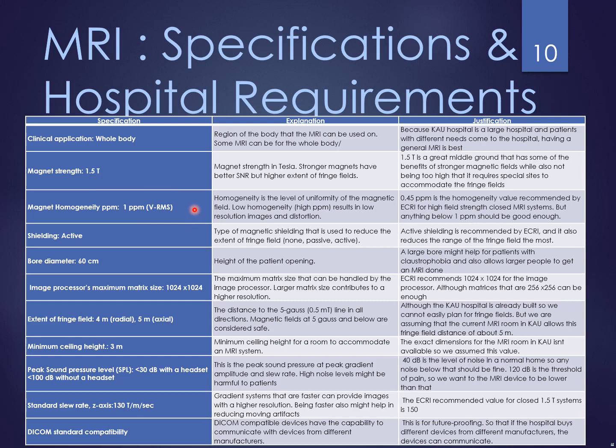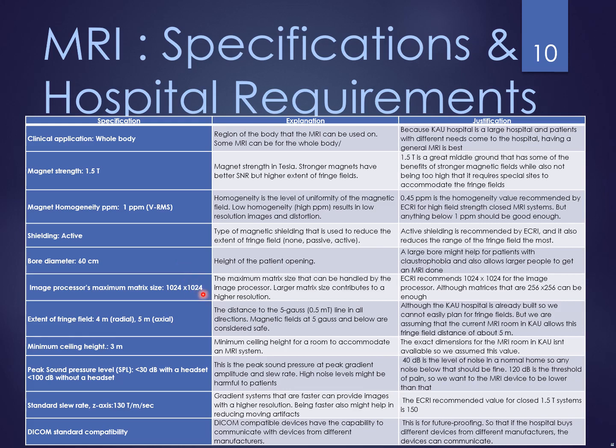For the magnet homogeneity, this is a level of uniformity of the magnetic field. Low homogeneity means having low resolution images and it might have some distortions. Shielding is used to reduce the extent of fringe fields. There are three types: there can be no shielding, passive shielding, and active shielding. We chose active shielding because it reduces how far the fringe field reaches the most. Bore diameter, this is the height of the patient opening. A larger opening accommodates a larger patient, and it might also reduce the effects of claustrophobia.